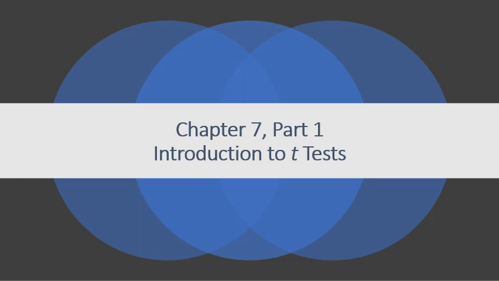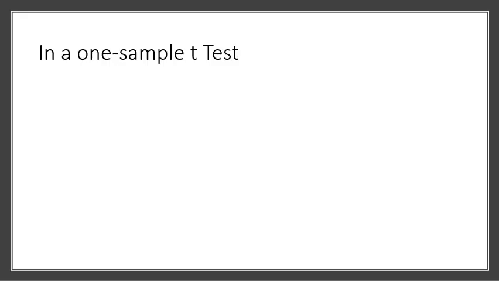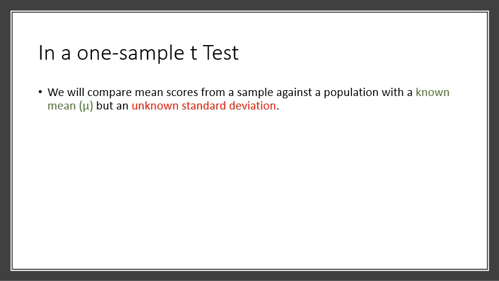So now we're going to work a little bit with the t-test, which is a test that we use in a slightly different set of conditions. So in a one-sample t-test, in a nutshell, we're going to compare the mean scores from a sample group drawn from a population, against a population with a known mean but an unknown standard deviation.